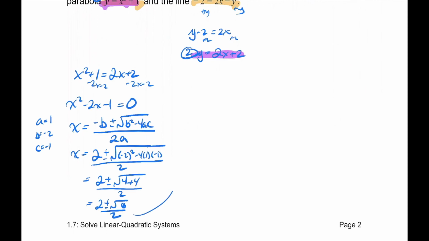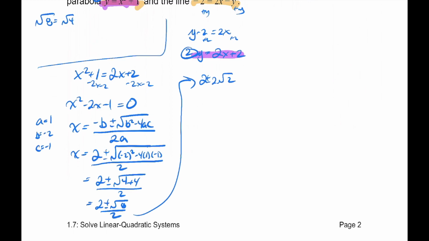So this is why we did the lesson on simplifying radicals, because that could be simplified to be 2 plus or minus 2√2. So how did I get 2√2 again? Maybe I'll do this off to the side. √8 is equal to √4 times √2, which is equal to 2√2. So I did that in my head. All over 2.